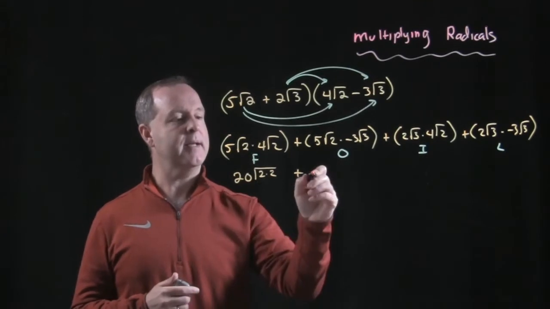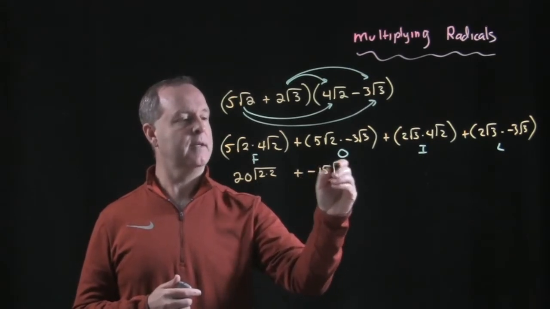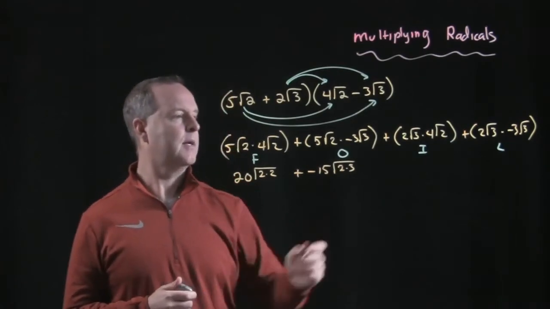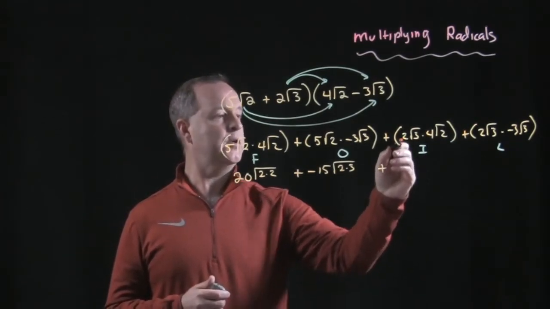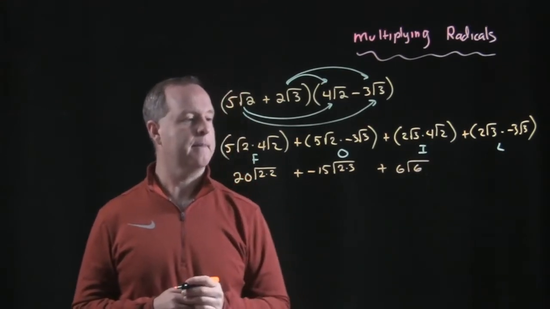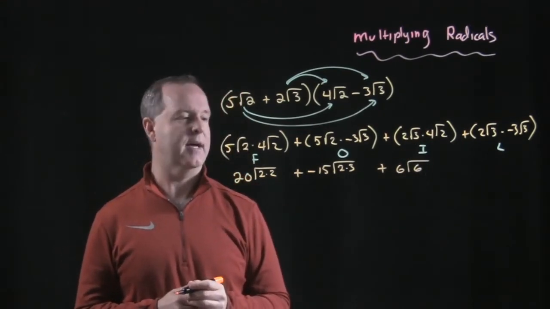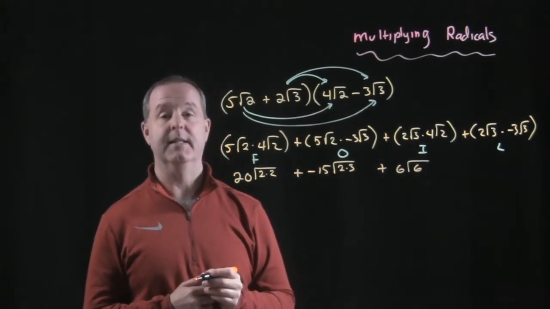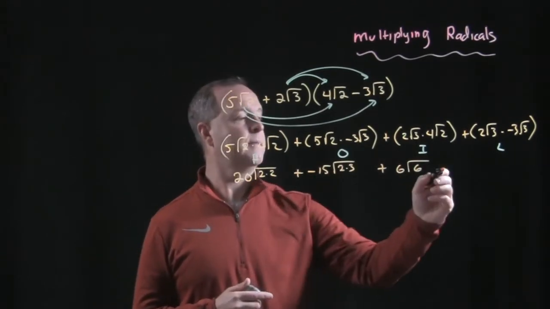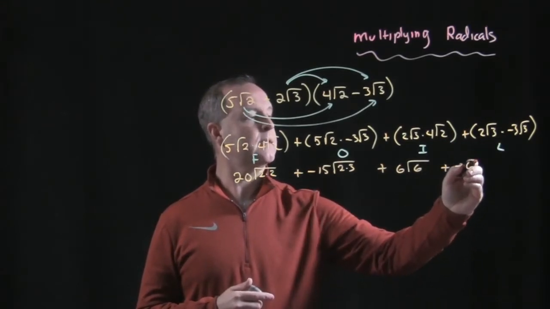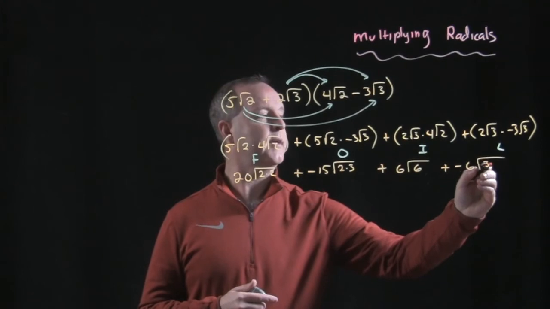5 times that gives me a negative 15, and on the inside I have a 2 times a 3, plus 2 times 4 is a 6. Multiply the insides of the roots. I just went and multiplied that time. It's still a 2 times a 3. I just multiplied it as a 6. I guess I was skipping or jumping ahead of myself. And then the last one, 2 times a negative 3 is a negative 6. And on the inside, I have a 3 times a 3.